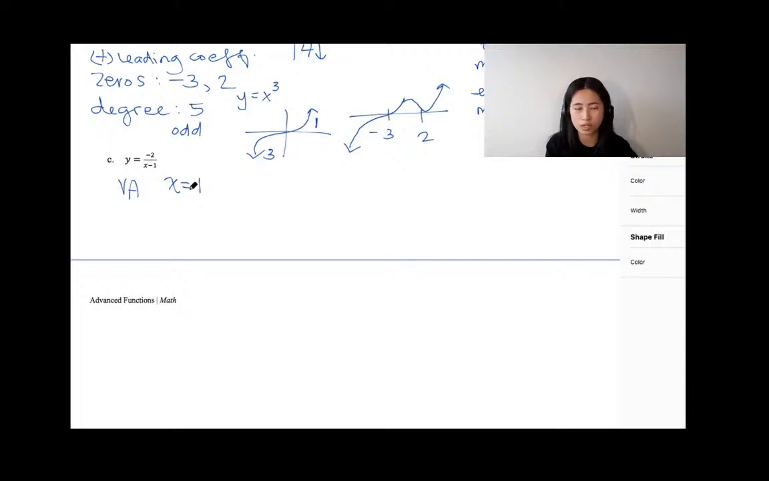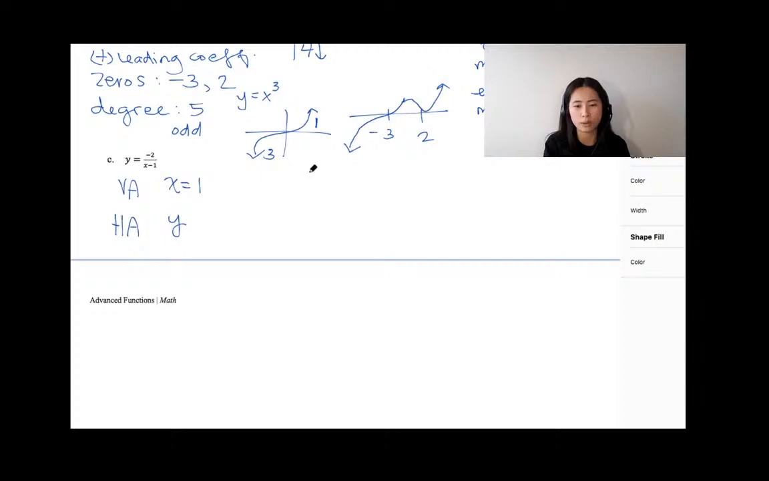And what about your horizontal asymptote? For horizontal asymptote, you're now looking at y. But for y, you first have to figure out the degree of your numerator versus the degree of your denominator. So for horizontal asymptote, you have to assess whether the degree of your numerator is less than, equal to, or greater than the degree of your denominator.